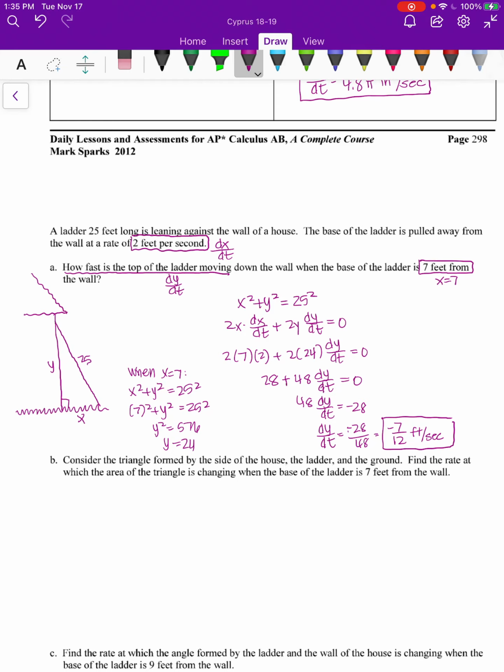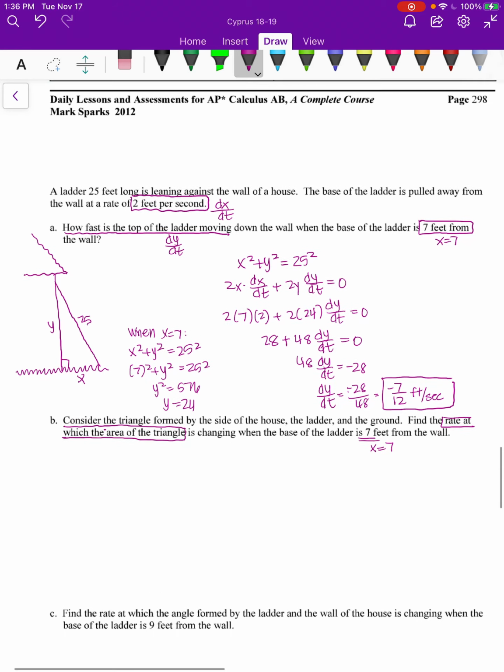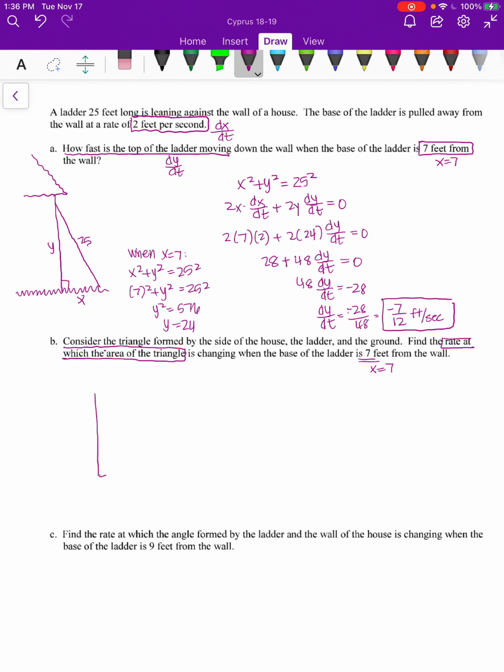Okay, so now instead of finding the rate at which the height the ladder is up the house is changing, we want to find the rate at which the area of the triangle is changing. And we're still when the base of the ladder is 7 feet from the wall. So this is still x is equal to 7. I'm going to draw that triangle again here. So still x and y and 25. Those numbers are still the same.